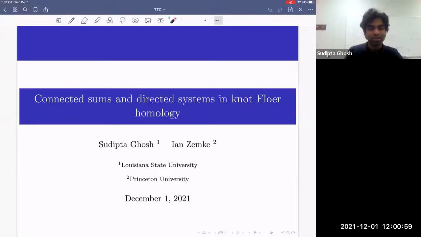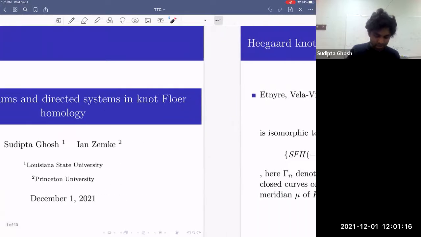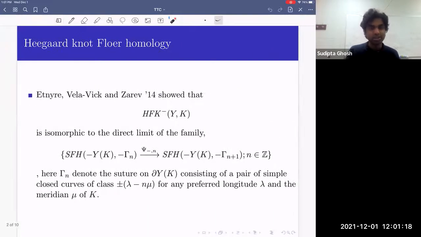Hi, I'd like to talk about a project of mine which I've been working on with Jan Zemke on the connected sum formula in instanton and knot Floer homology. Along the way, we give a unified proof of the connected sum formula that works in Heegaard, monopole, and instanton and knot Floer homology. Our work is based on Alishahi, Lidman, and Zarev's interpretation of the minus version of knot Floer homology through sutured Floer homology.